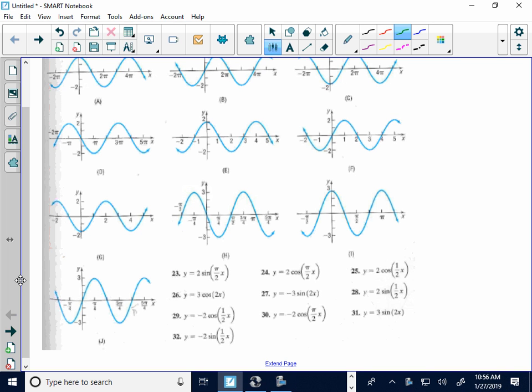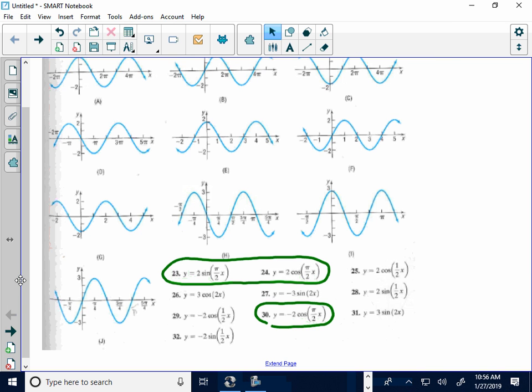For example, if you look at 23, 24, and 30, all three of these have an amplitude of 2. You can see the 2 as the coefficient out in front, sometimes positive, sometimes negative. Remember, amplitude is the absolute value of that. And you can also see the same omega number. Remember, the omega number is the multiplier of the angle there. In all three of these, it's pi over 2.